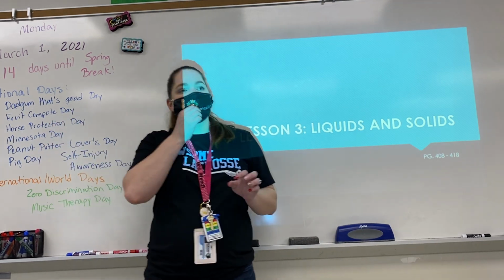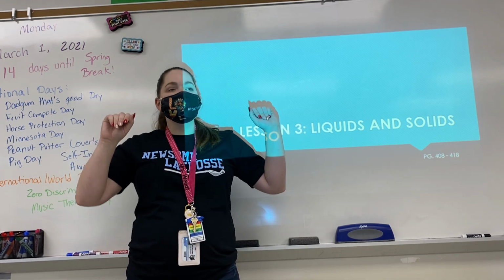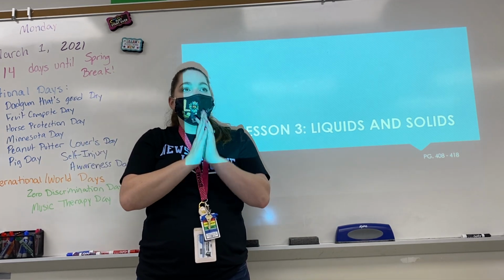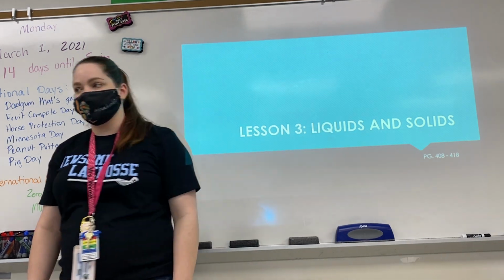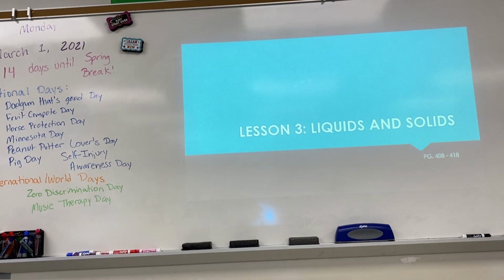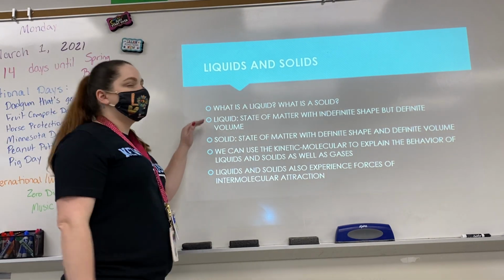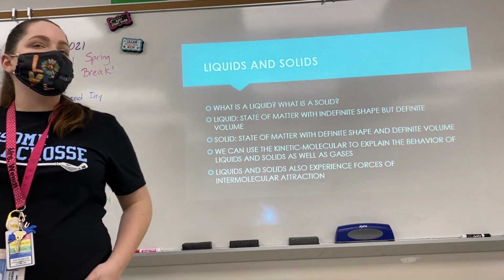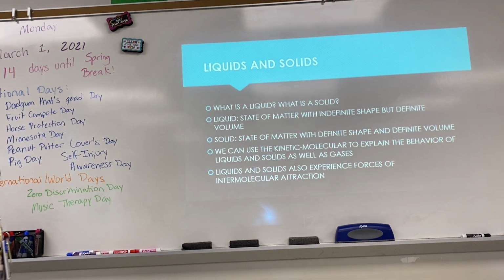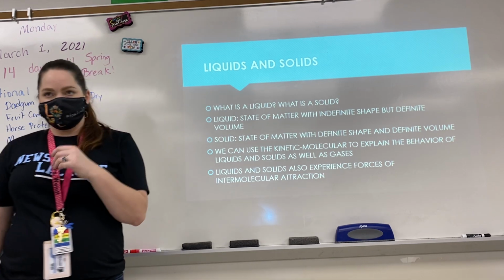So now we need to talk about the kinetic molecular theory and our intermolecular forces, because both of those things together are going to explain why solids and liquids behave the way that they do. So first, we need to define exactly what a liquid and a solid are. A liquid is a state of matter with an indefinite shape but a definite volume, and a solid is a state of matter with a definite shape and a definite volume.